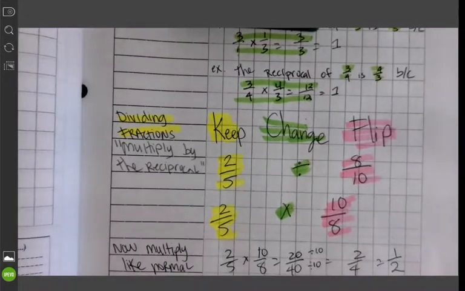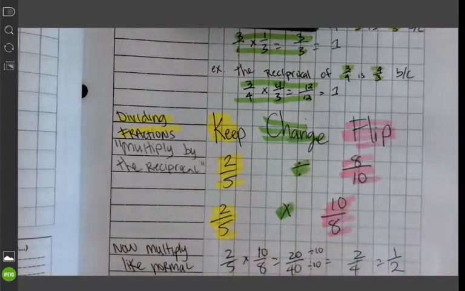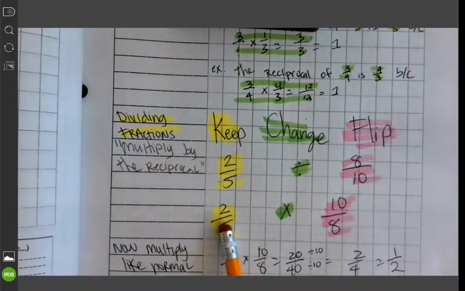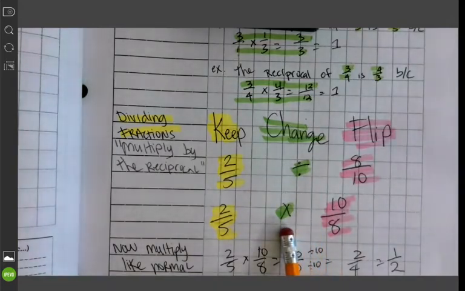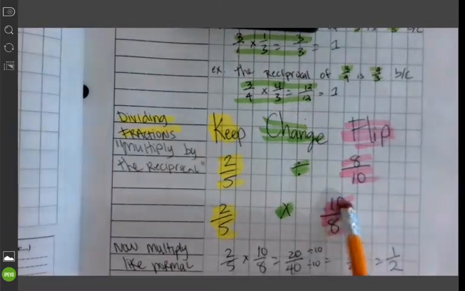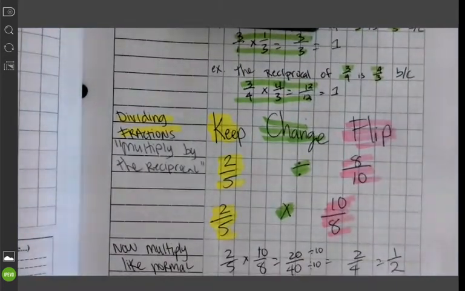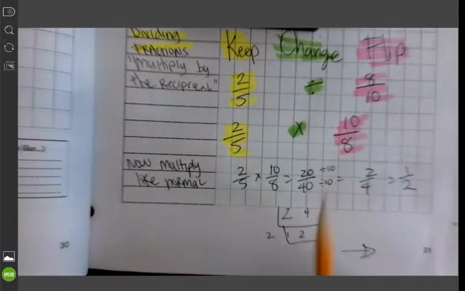But the fun way to divide fractions is called keep, change, flip. So if I had the expression 2/5 divided by 8/10, you keep the first fraction, change divide to a multiply, and then flip the second fraction. So now 8/10 becomes 10/8. Once you have this, you can now just multiply like normal. So 2/5 times 10/8.